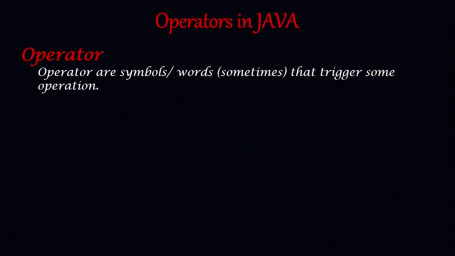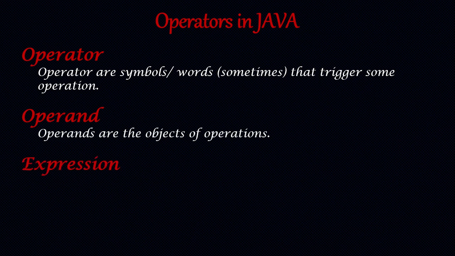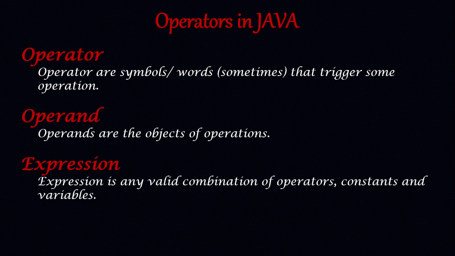So, operators. What are operators? Operators are basically some symbols or words that trigger some operations. Operand. The operands are the objects of operation. And finally, what is expression? It is any valid combination of operators, constants and variables. So, let us get into details regarding operators.